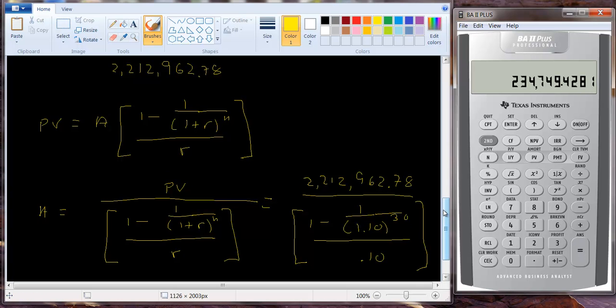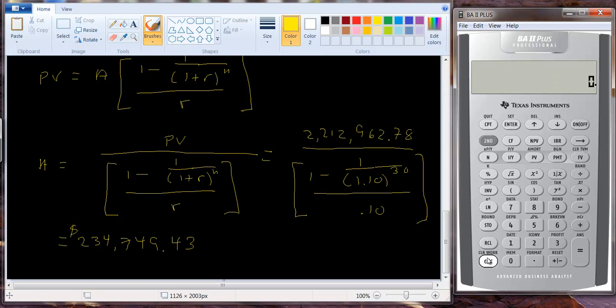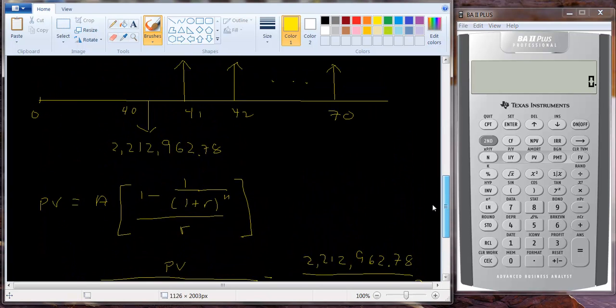Ooh, that's a decent sum of money you can take out each year. You can take out $234,749.43 each year. Let's go back and check our numbers using the financial calculator. I sort of forgot to do it for the first part.